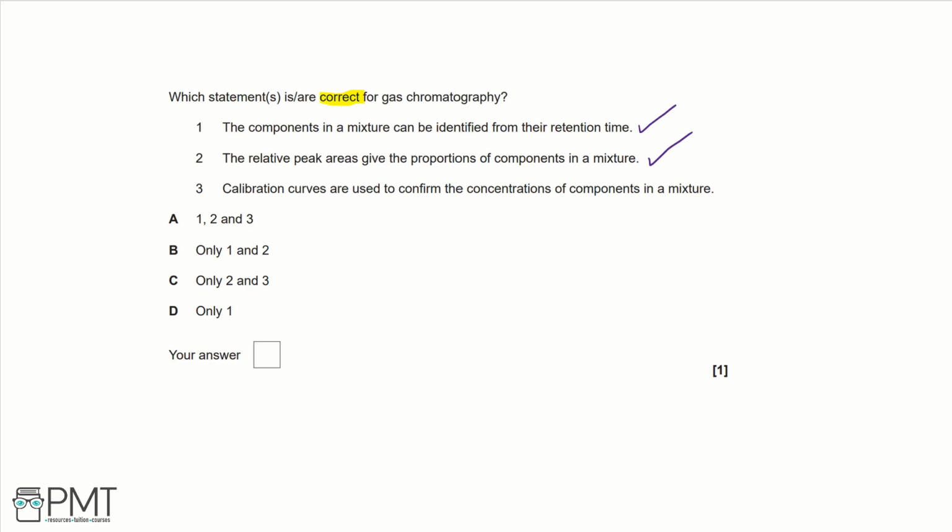Then if you look at calibration curves are used to confirm the concentrations of components in a mixture, this is also true. For example, you could plot the peak area against the percentage of ethanol if you wanted to work out the concentration in an alcoholic beverage that you're testing, maybe in the manufacturing industry. So all three statements are correct, and so that's going to be A.